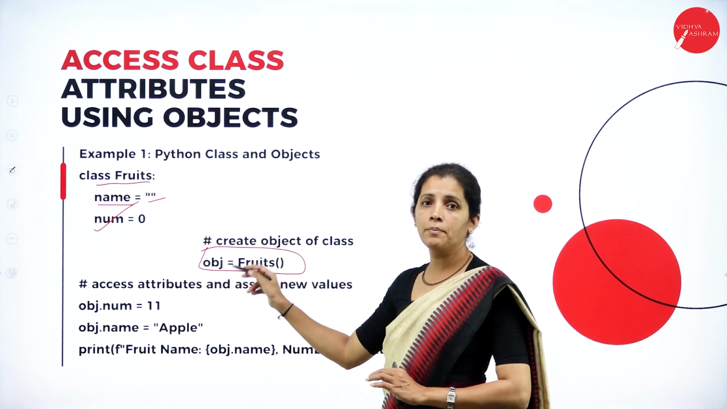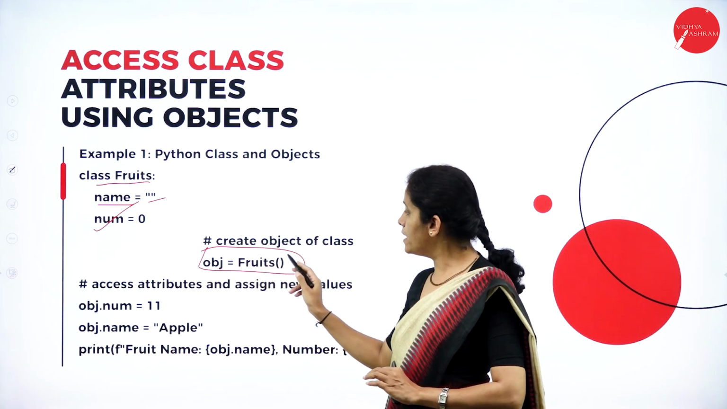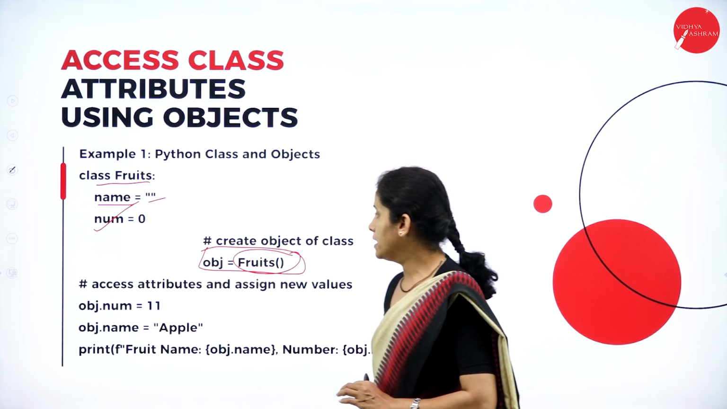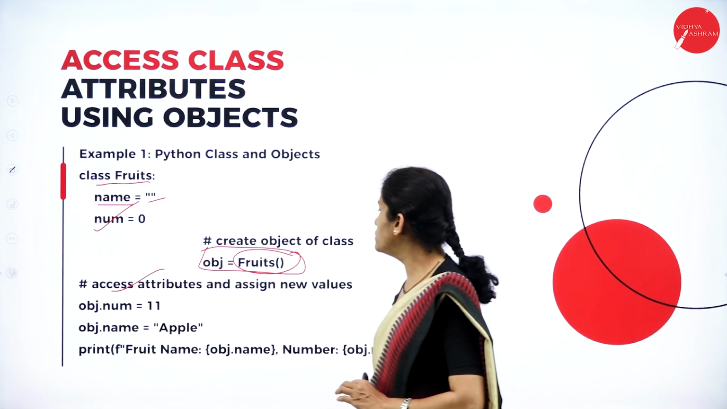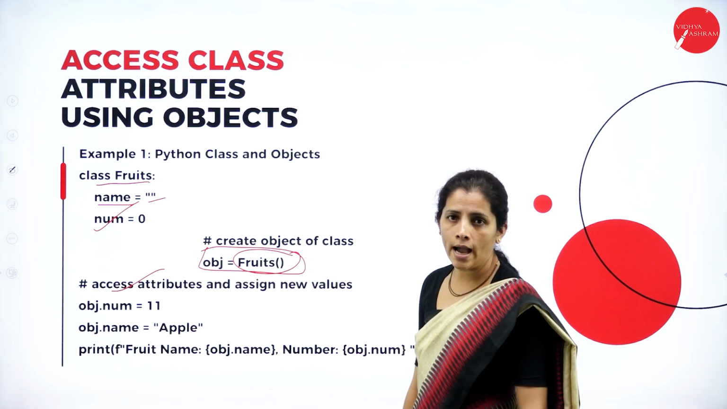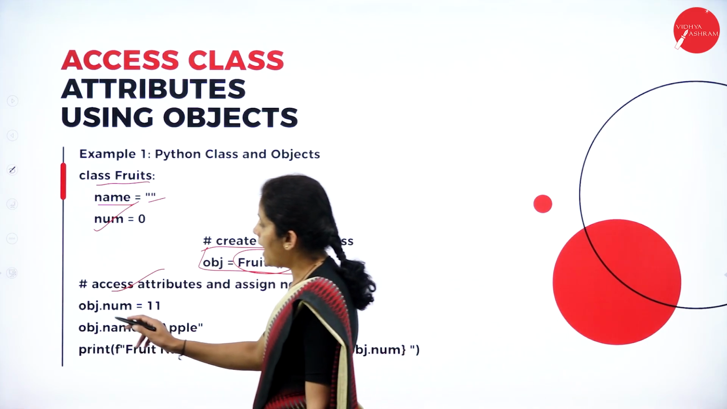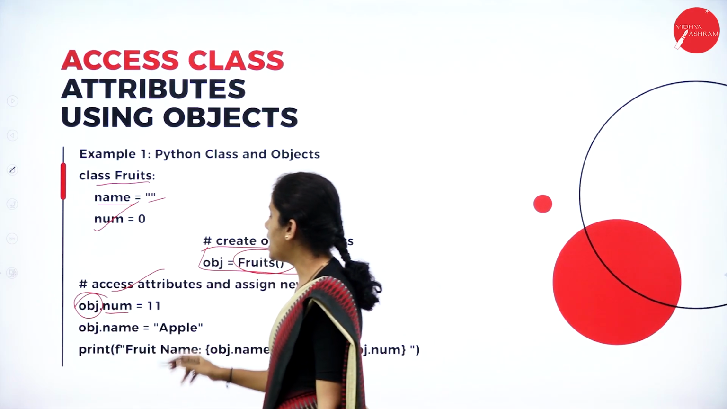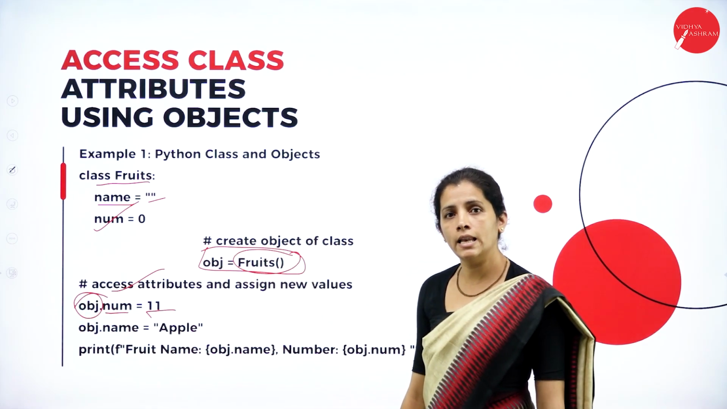Now, what is the name of the object? OBJ. And what is this fruits? It's a constructor. Okay, fine. See, accessing attributes and assigning new values. I'm accessing number with the help of the object and I'm going to assign the value 11.